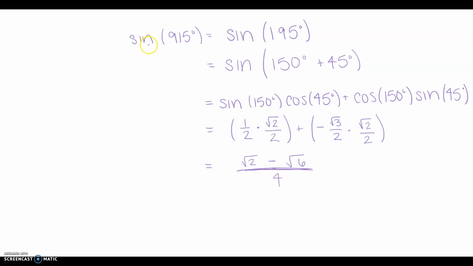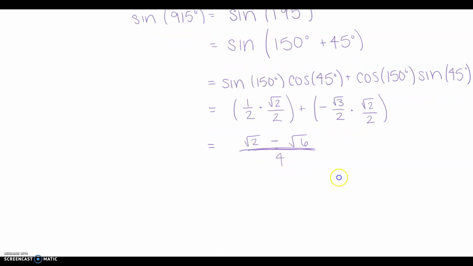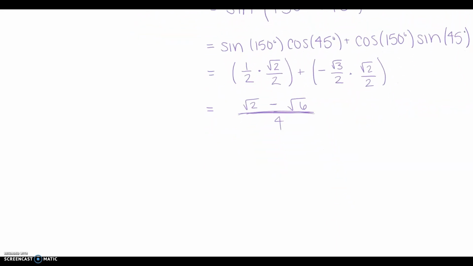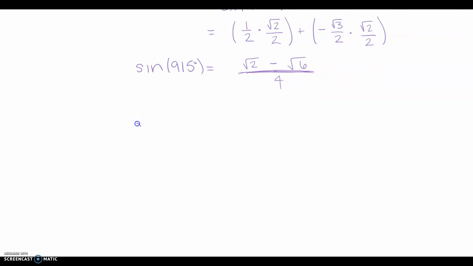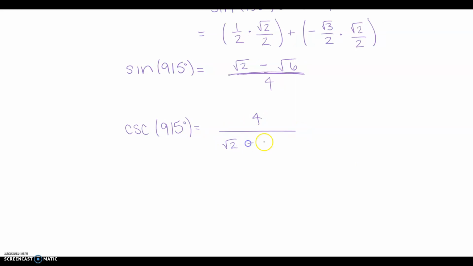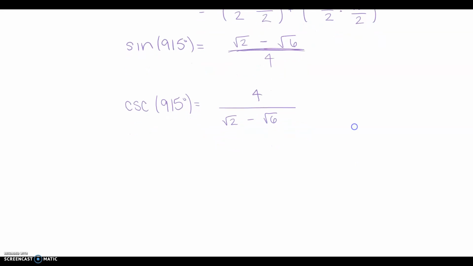Okay, so remember, that's what sine of 915 is, but I want cosecant. So I know that it's going to be equal to 1 over this whole thing, which ends up just being the reciprocal. And now I just need to simplify.